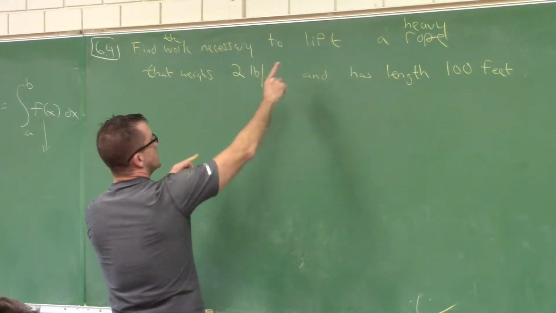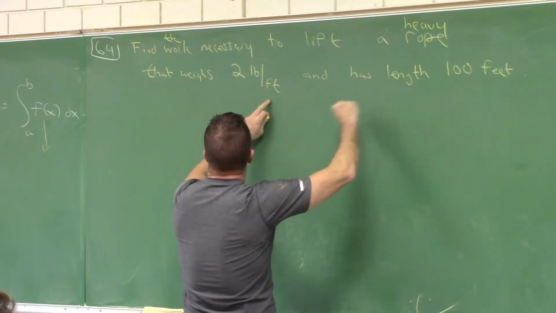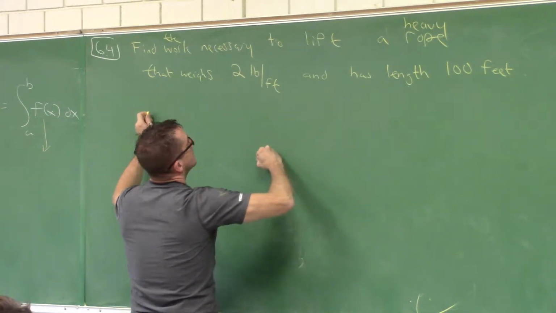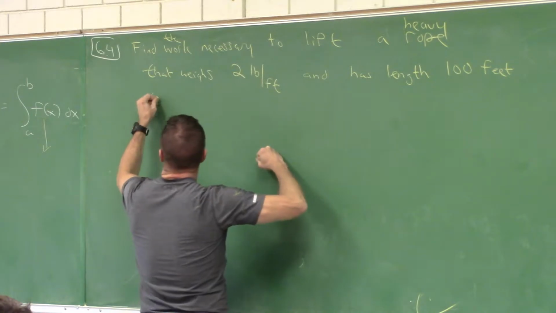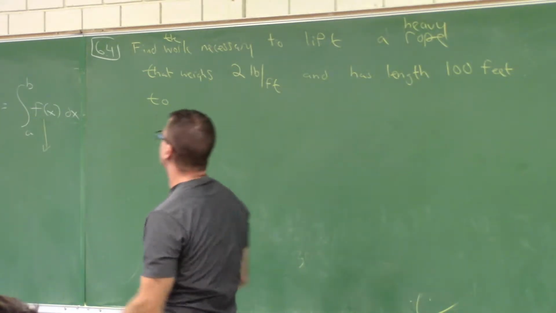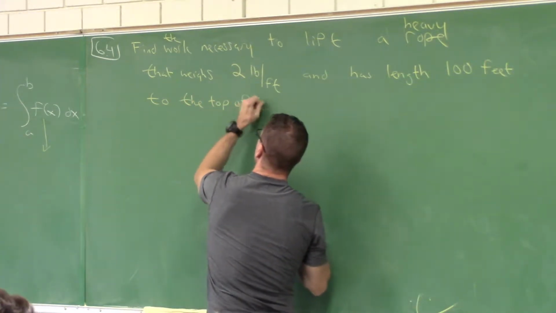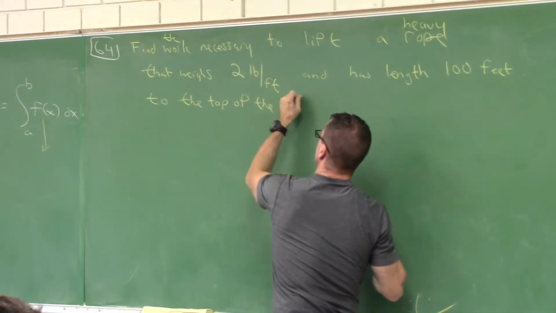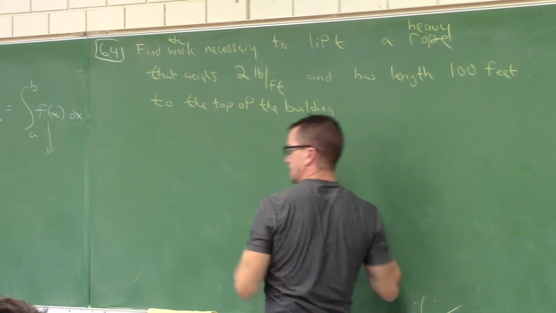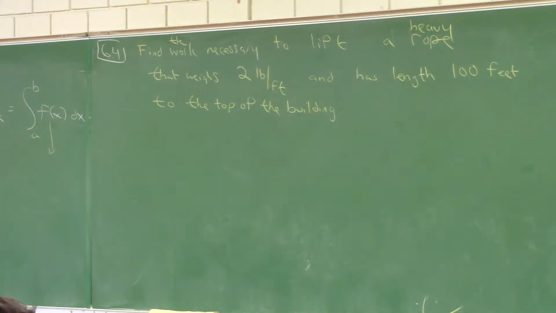Find the work necessary to lift a heavy rope that weighs 2 pounds per foot and has a length 100 feet, and I'm going to use the same wording as here in the book, to the top of the building. And you and I can even discuss the building, because I don't want that to bug you. This is what we'll work out.